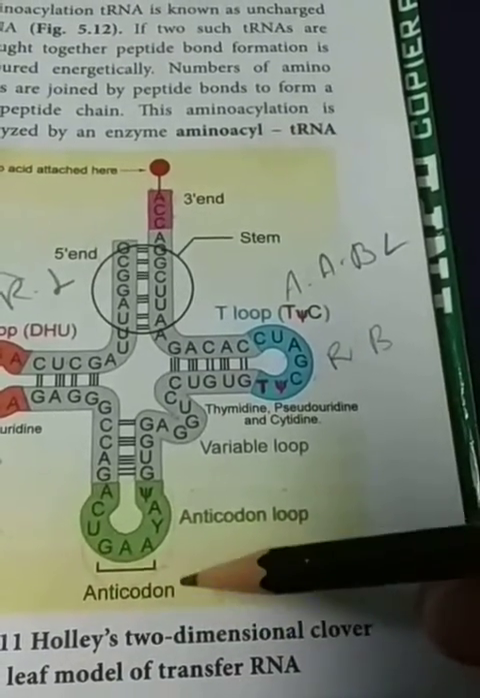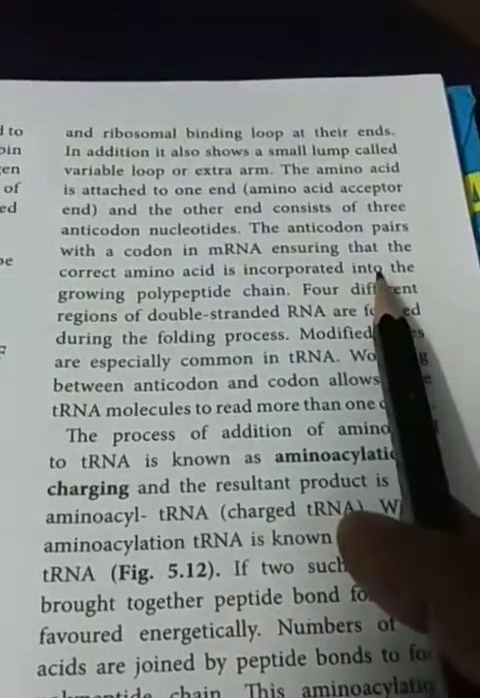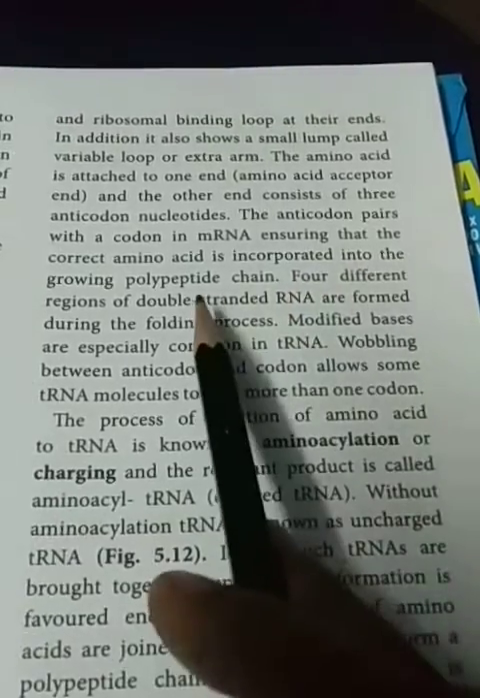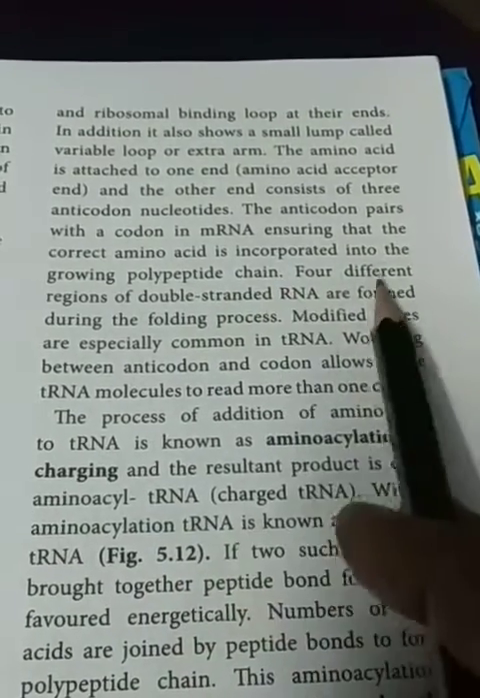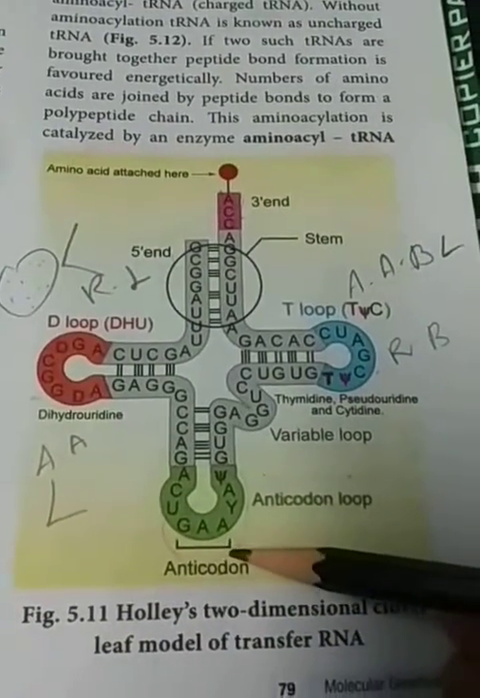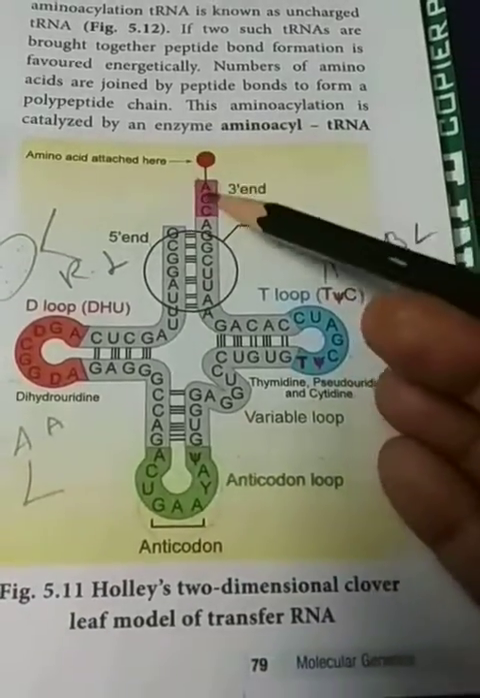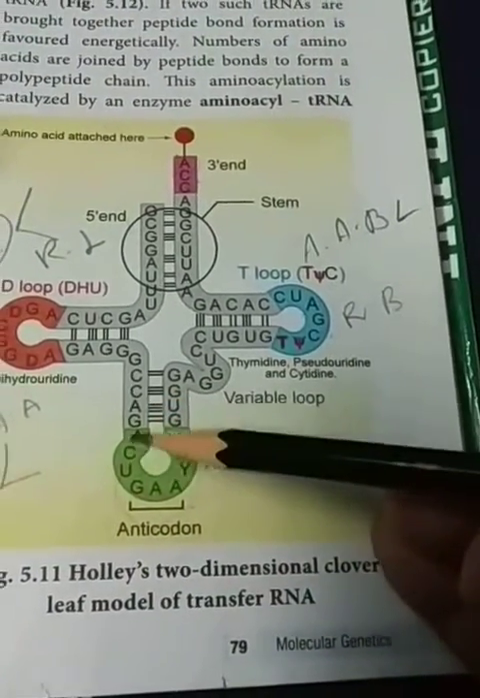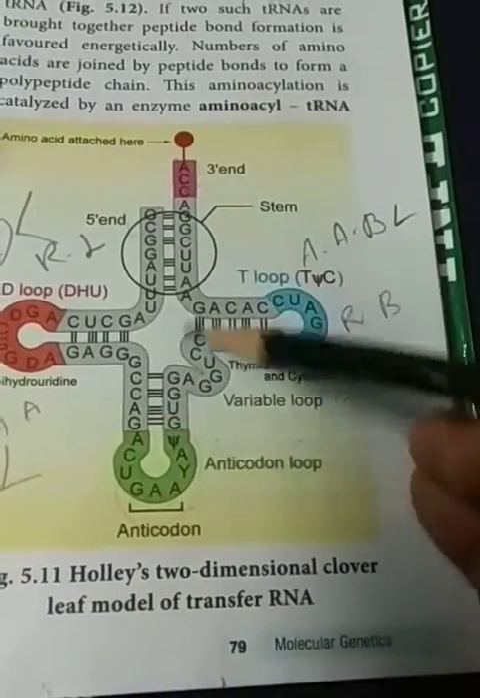The anticodon pairs with a codon in mRNA, ensuring that the correct amino acid is incorporated into a growing polypeptide chain. So when the amino acid is carried, it is decoded with the correct anticodon. Both ends are present correctly, which helps in growing the polypeptide chain.